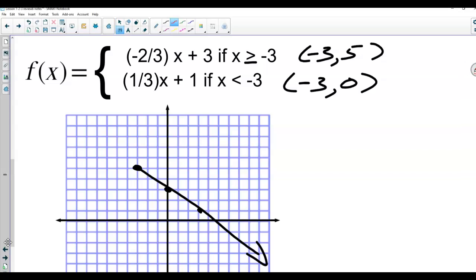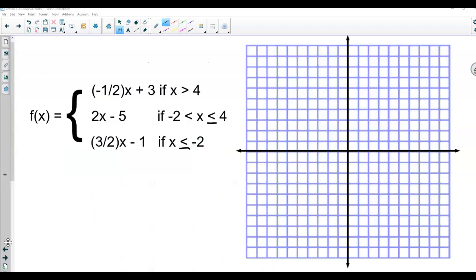So on this bottom one, negative 3, 0 is my starting point. And my slope is a positive 1/3, which means if I'm going to the left, down 1, left 3. Down 1, left 3. And there's my line. So I'm going to plug the points in here. So for the top one, 4 is automatically the x coordinate. Negative 1/2 times 4 is negative 2. Negative 2 and 3 is 1. That's going to be my starting point. So 4, 1, and it's going to be an open dot.